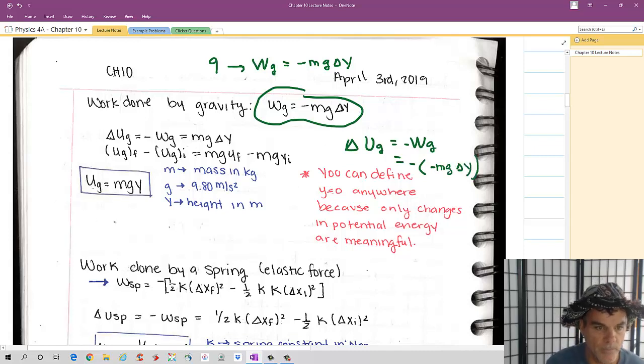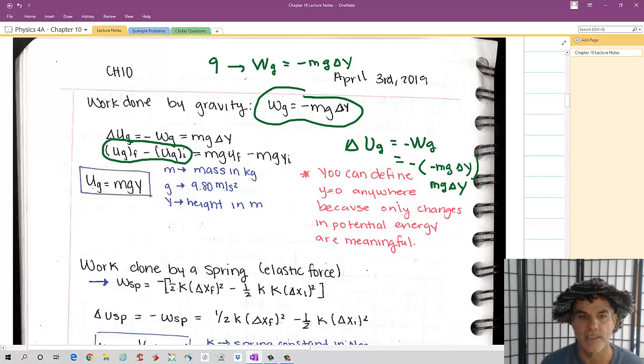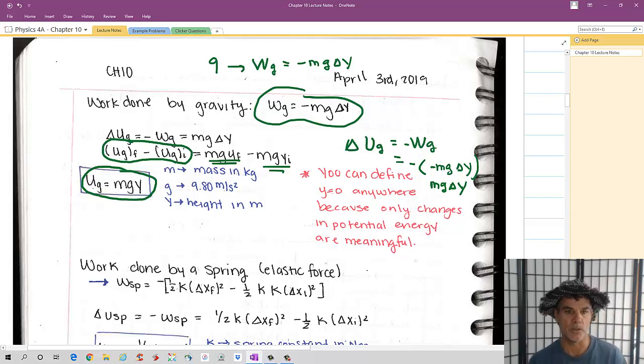So where do I want to write this? Okay, so my change in potential energy is final minus initial, which equals mg delta y. The minus signs cancel out. My delta y is just y final minus y initial. So if final potential energy minus initial potential energy equals mgy final minus mgy initial, my equation for gravitational potential energy must be mgy.